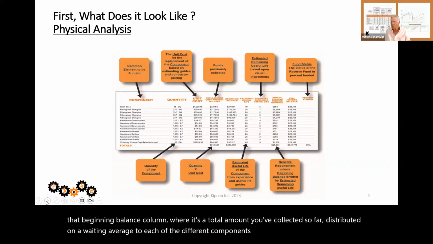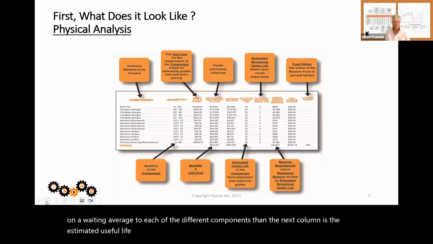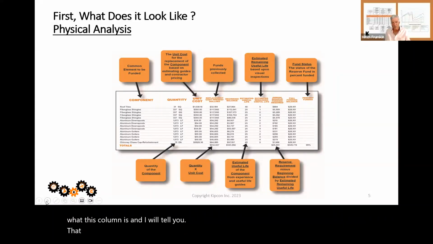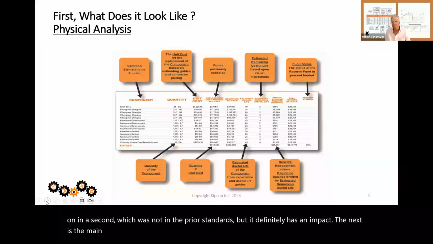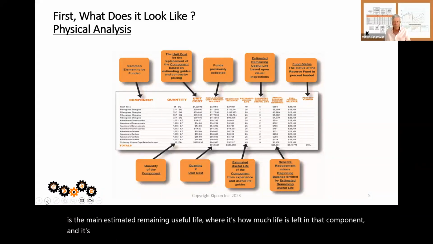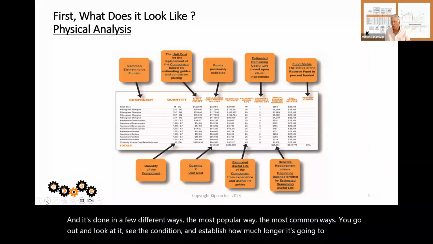Then the next column is the estimated useful life. So if it has a full useful life of 30, 40 years, 50 years, whatever it is, that's what this column is. And I will tell you that that definition changes based on the relationship to preventive maintenance, which I'll touch on in a second, which was not in the prior standards, but it definitely has an impact. The next is the estimated remaining useful life, where it's how much life is left in that component. And it's done in a few different ways. The most common way is you go out and look at it, see the condition, and establish how much longer it's going to last. But I'll touch on that also.